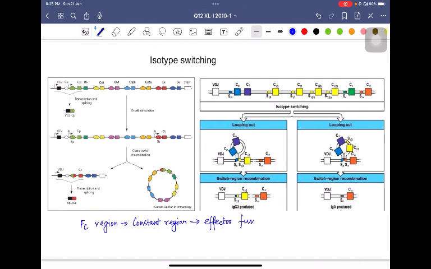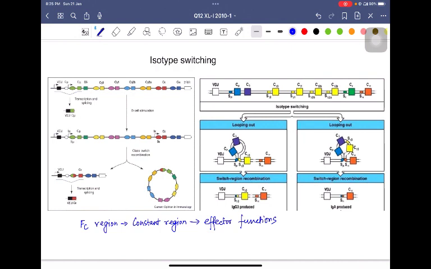What are the effector functions? They can be opsonization, neutralization, and also complement activation. These are the effector functions of an antibody. Now, the constant region mediates this effector function, and the antibodies have different constant regions.